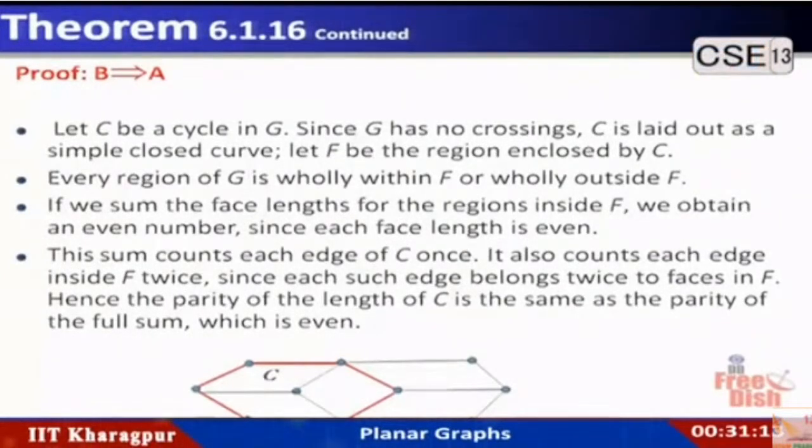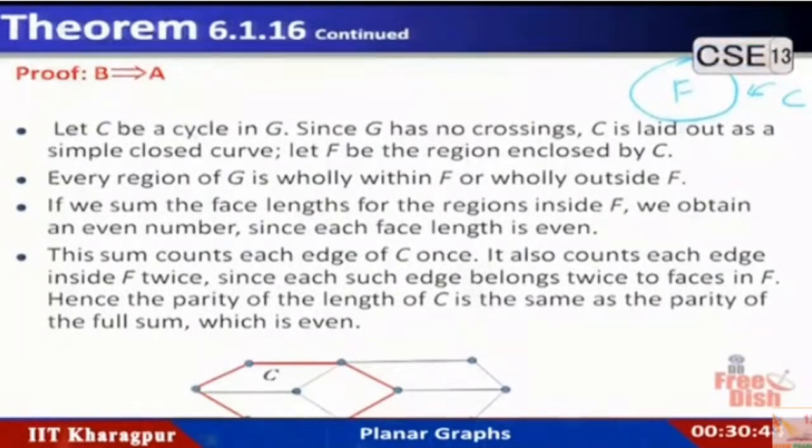Let C be a cycle in G. Since G has no crossings, C is laid out as a simple closed curve. Let F be the region bounded by the cycle C. Now every region of G is wholly within F or outside F. If we sum the face lengths for the regions inside F, we obtain an even number, since each face has even length.